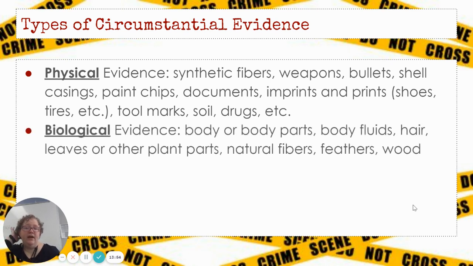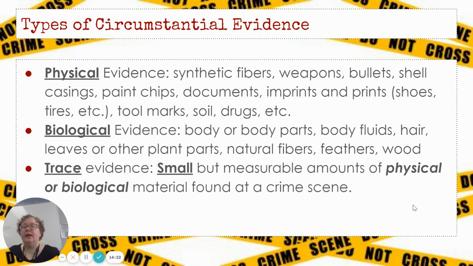If it's not physical evidence, then we would categorize it as biological evidence. Biological evidence is evidence that comes from a living thing, right? These would be things like a body or body parts, any sort of body fluids. Hair, if it has the root in it especially, is biological evidence. Leaves or other plant parts would be biological. Natural fibers like cotton, feathers, wood, all of that is biological evidence.